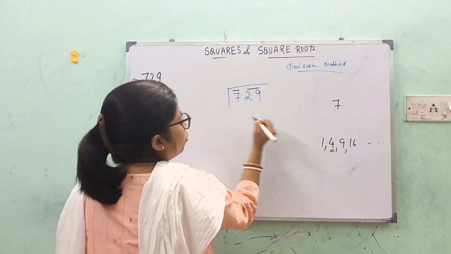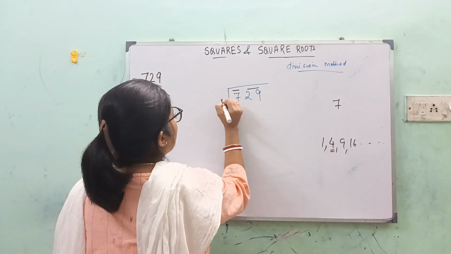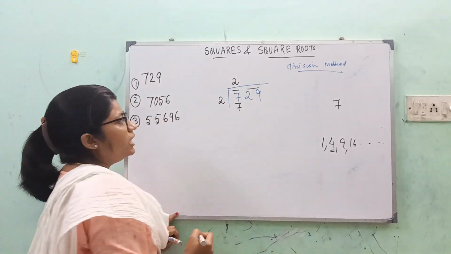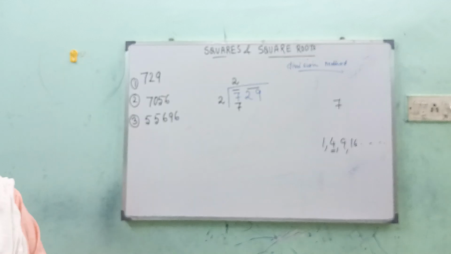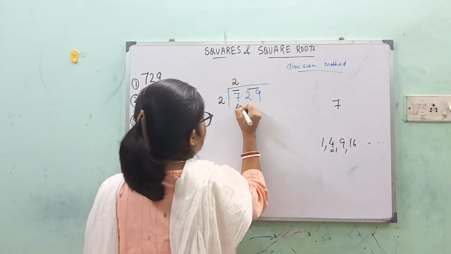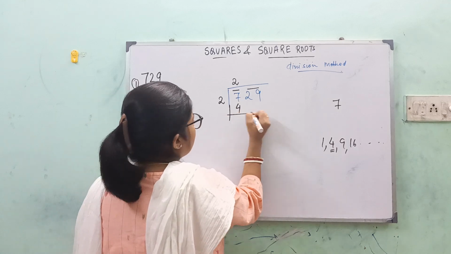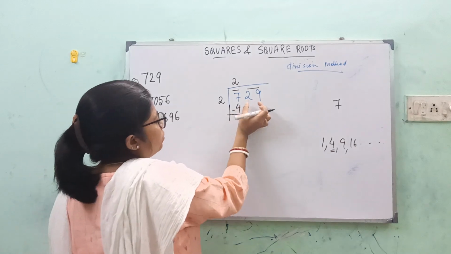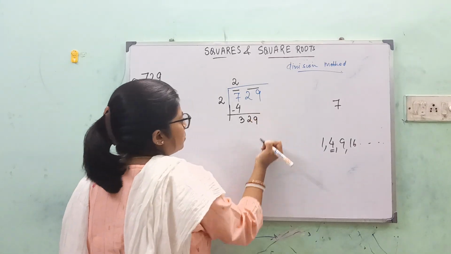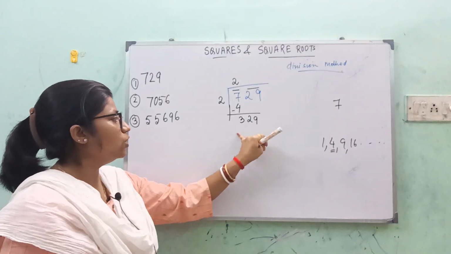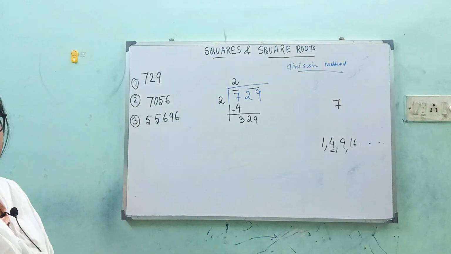So how do we obtain the 4? 2 2s are 4. Above each pair you will write its quotient. So 2 2s are 4, not 7, 4. Now take the subtraction. We get 3. Now you will bring down the remaining dividend over here. So this is the new dividend, 329.